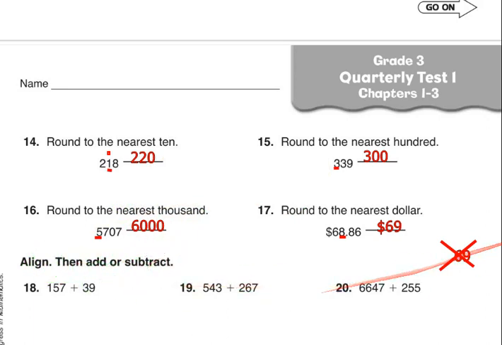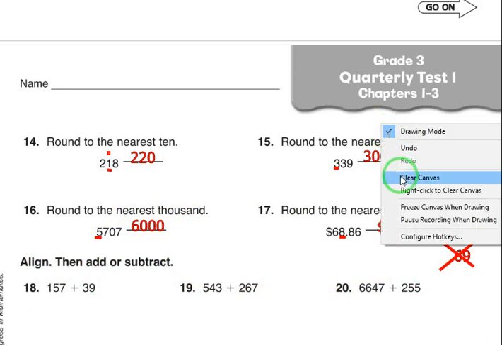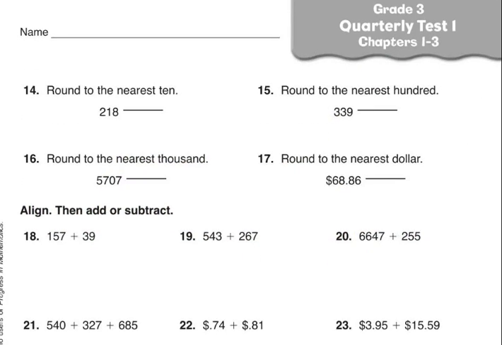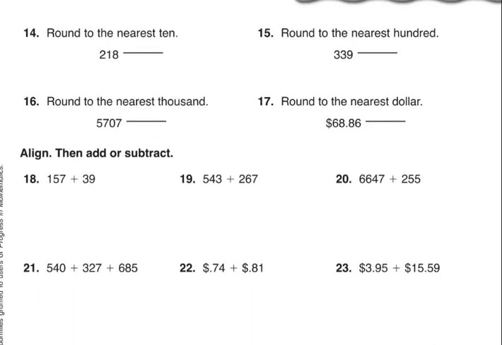Now align, then add or subtract. It's so easy. I will leave it on you. You just have to do something. Align the digits. Okay, you have to align the digits. What do we mean by align the digits? The ones under the ones, the tens under the tens, and the hundreds under the hundreds. So questions number 18, 19, and 20 are on you.